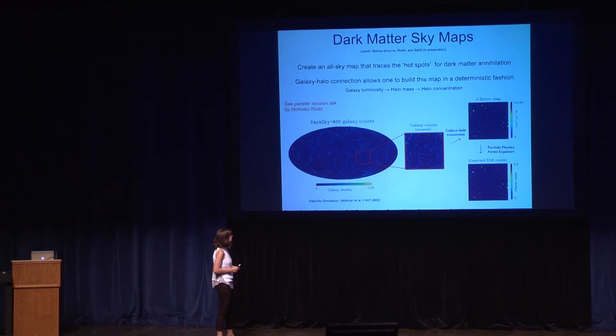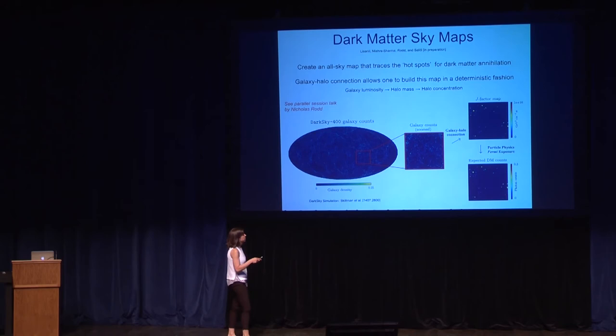The idea is to essentially start from a galaxy group catalog and use each of those galaxies as seeds for locations in the sky where we expect there to be a dark matter signal, because each galaxy group is going to be surrounded by its own dark matter halo. This is just from simulation. This is the Dark Sky simulation. This is a map of the galaxies distributed on the sky. This is zoomed in.